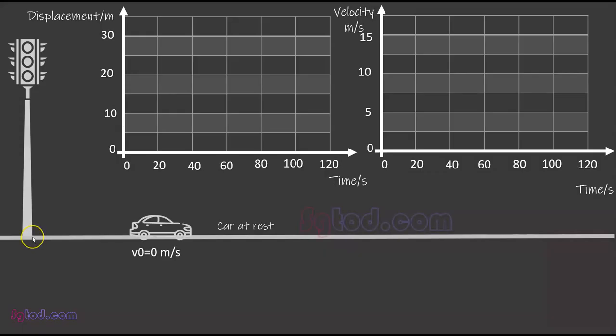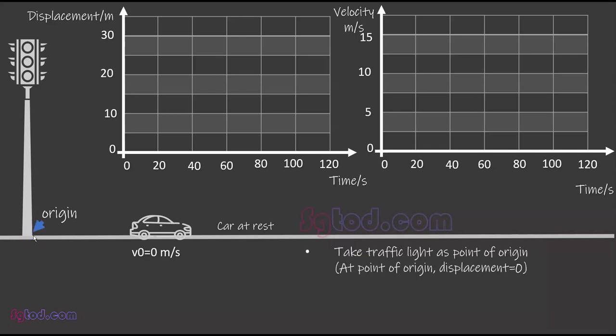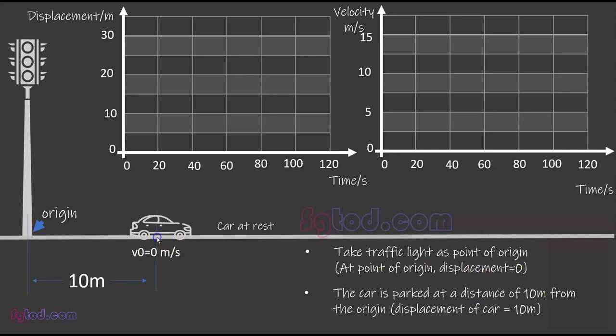In this diagram, we take the traffic light as point of origin. This is the point where the displacement of an object is 0. A car is parked at a distance of 10 meters from the origin. Hence, we say that its displacement is 10 meters from the origin.